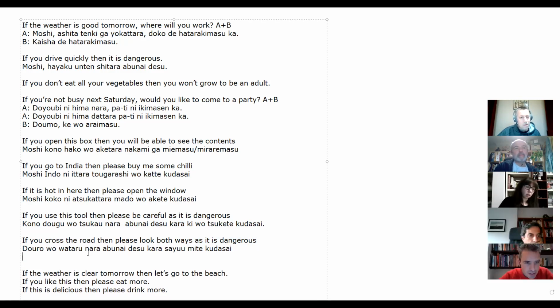Kim, how would you say, when you cross the road, please look both ways as it is dangerous? Moshi, no, because moshi means we use tara, which means it's happened already, so we can't really use moshi. But when you cross the road, wataru. That's still tara, isn't it? We did it in the advanced class like 1 month ago. When you do something, when something happens.